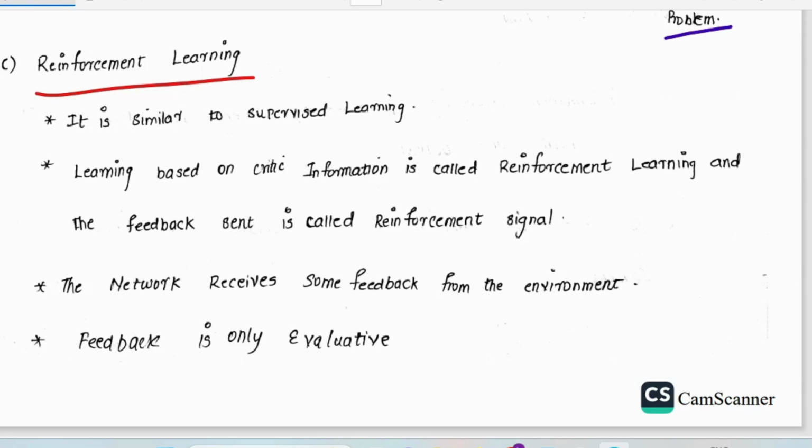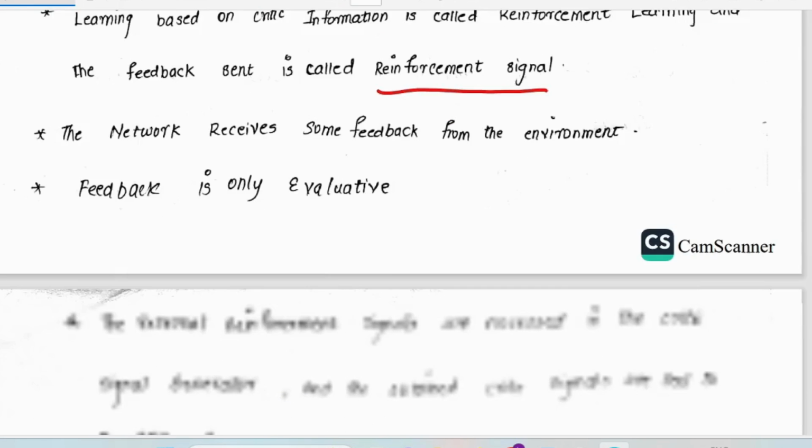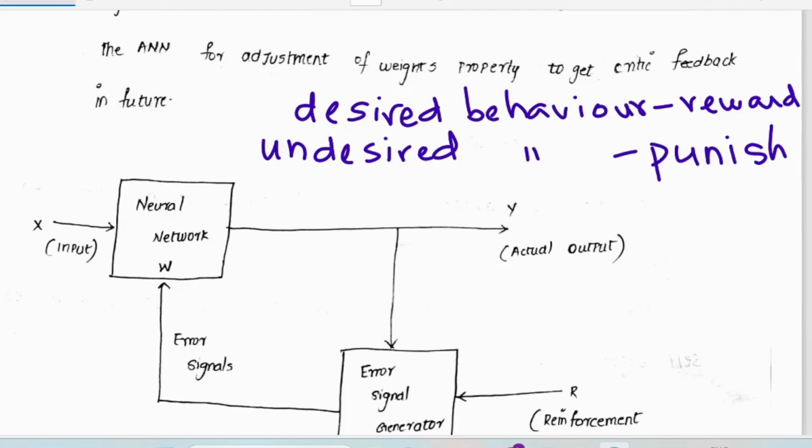The third type of learning is called reinforcement learning, and it is a method very similar to supervised learning. Only the terms are different, everything else is the same. Instead of a feedback signal, here it is called a reinforcement signal, and there are two new terms, reward and punishment. If it shows the desired behavior or the desired output is given, then some reward points are given, and if it shows some undesired behavior, then some punishment is given. That is the basic idea of reinforcement learning.